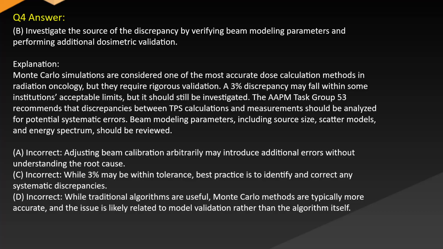A. Incorrect. Adjusting beam calibration arbitrarily may introduce additional errors without understanding the root cause. C. Incorrect. While 3% may be within tolerance, best practice is to identify and correct any systematic discrepancies. D. Incorrect. While traditional algorithms are useful, Monte Carlo methods are typically more accurate, and the issue is likely related to model validation rather than the algorithm itself.